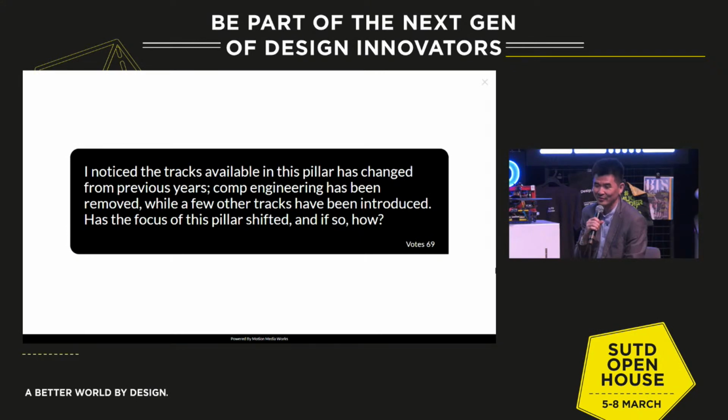I noticed a track available in this pillar exchange. While a few other engineering has the focus of the pillar shifted, and if so, how? So I guess I will have to answer this question.